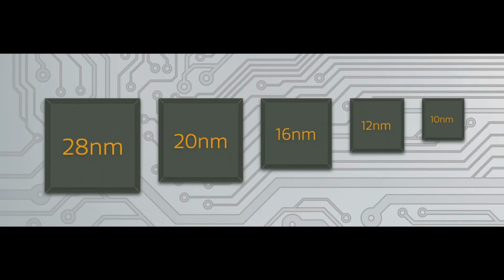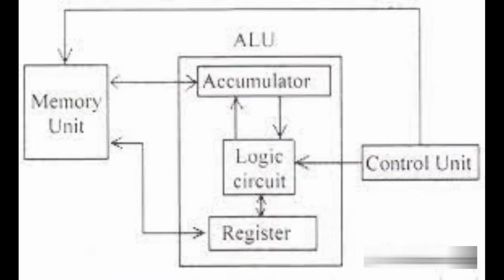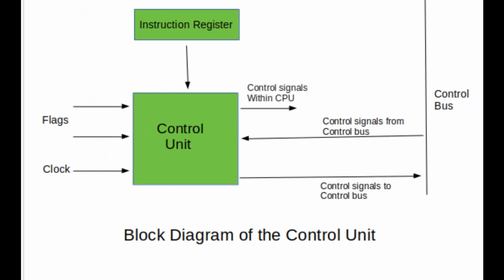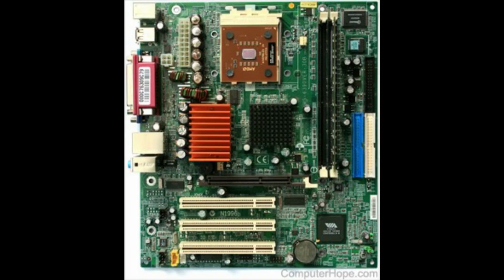There are two typical components of a CPU: the Arithmetic Logic Unit (ALU), which performs arithmetic and logical operations, and the Control Unit, which extracts instructions from memory, decodes and executes them.